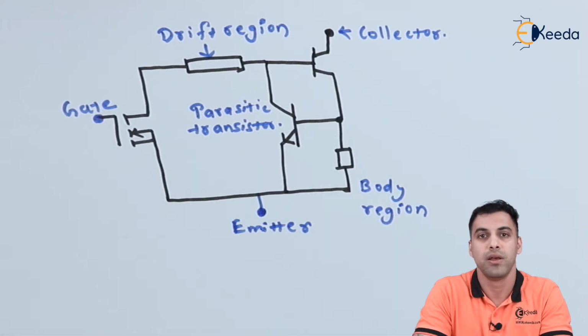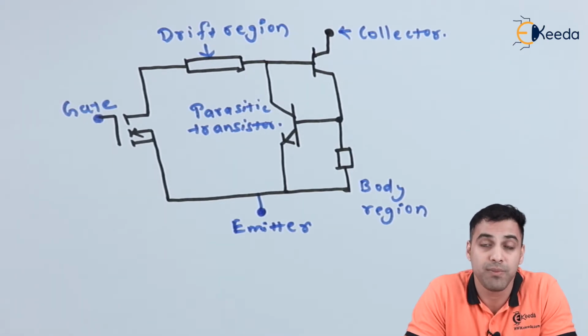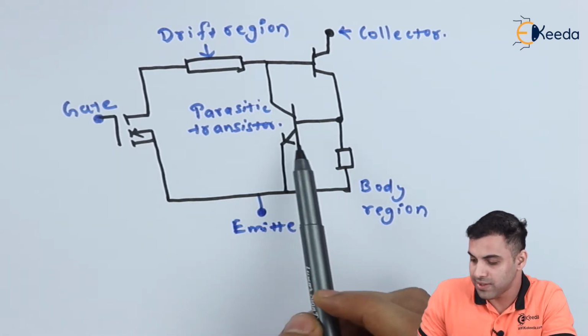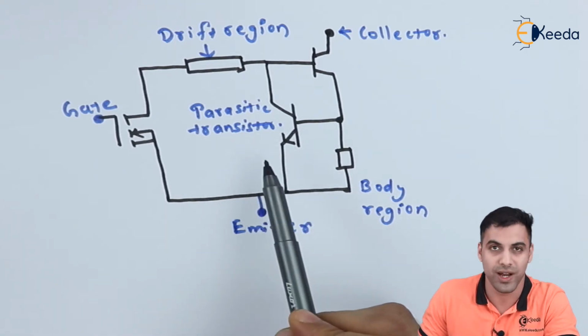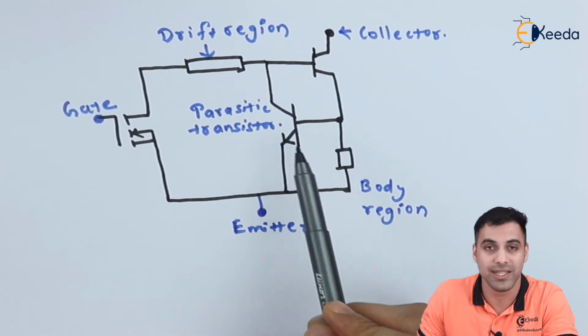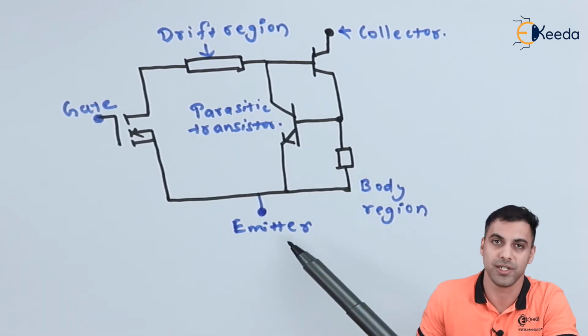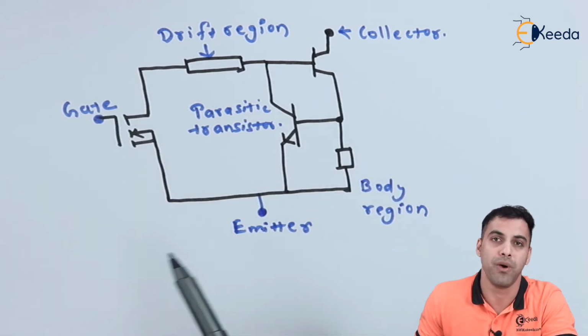IGBTs are normally used for comparatively lower frequencies than MOSFETs, but the power IGBT is used in applications which can operate at extremely high frequencies, which is way better than the IGBTs. Here we can see, friends, a transistor or a parasitic transistor is incorporated inside the equivalent circuit. That's the only reason an IGBT has a gate terminal, a collector terminal, and an emitter terminal. So friends, this is the equivalent circuit of a power IGBT.